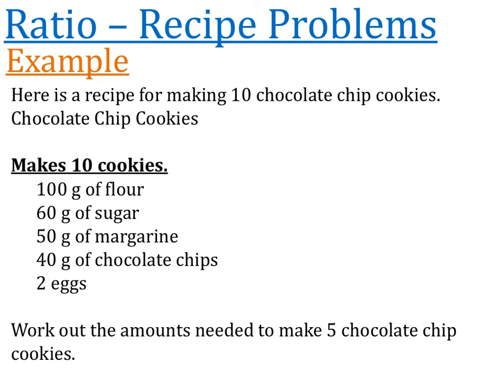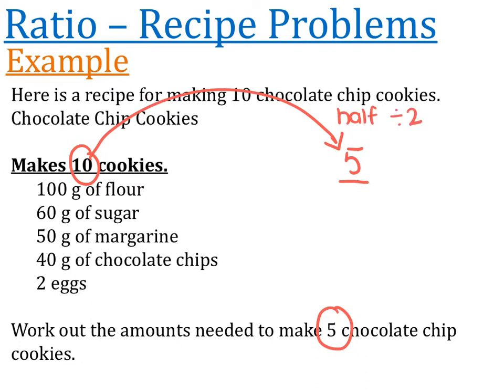So in the first recipe, we went from 10 cookies to 20 and then to 40, but this time we want to use that same recipe to only make 5 chocolate chip cookies. So now we need to find out how we get from 10 to 5. Hopefully you're thinking that you should half that or divide by 2. Either of those two things are what you should be thinking.